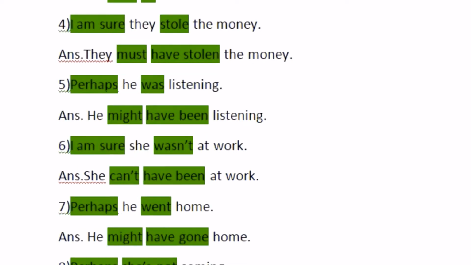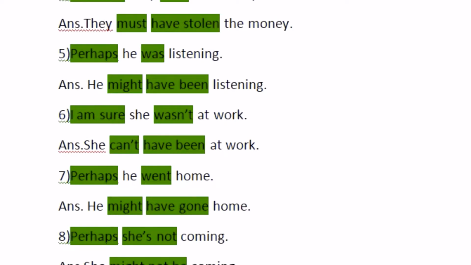Check the answer here. She might not be coming. She is the subject here. Might not. Perhaps, negative sentence. Might not is. She is, you can see there. That's why be. And the answer is she might not be coming. Next question there. I'm sure they were not camping. This is the question here.